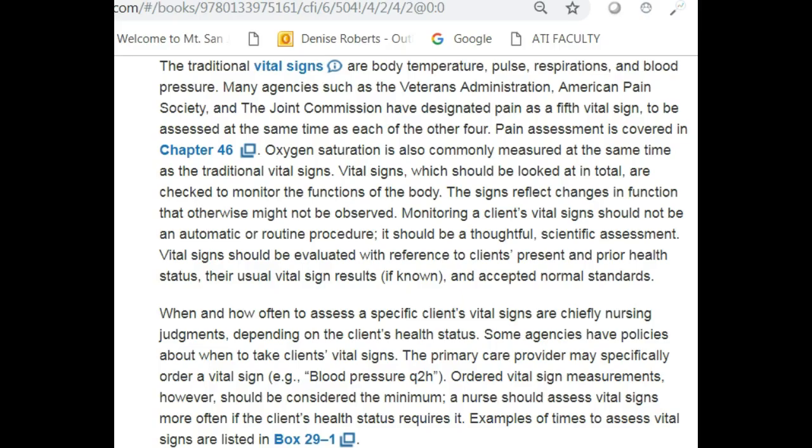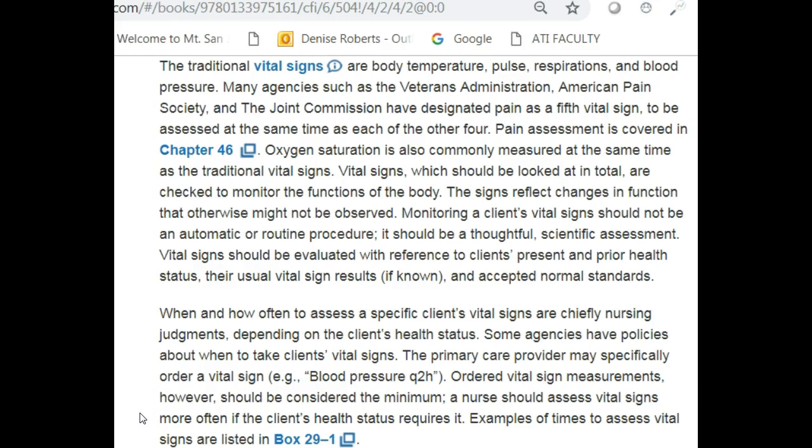Now, sometimes I'm asked, well, Professor Roberts, how often are we to take vital signs? Well, I pulled this blurb out of your book. When and how often to assess a specific client's vital signs are chiefly nursing judgments depending on the client's health status. Sometimes we get doctor's orders that say vital signs every 4 hours. In ICU, it may be vital signs every 15 minutes. So it just depends on that patient's status, what's going on, and your nursing judgment, even though it may say vital signs every 4 hours.